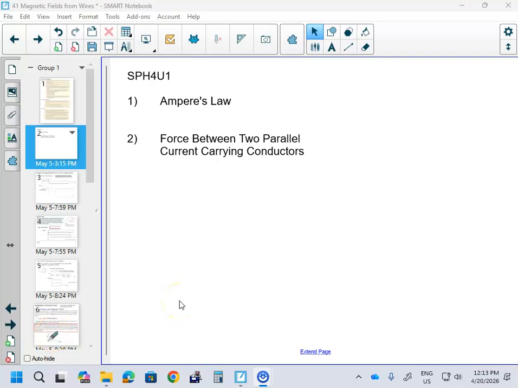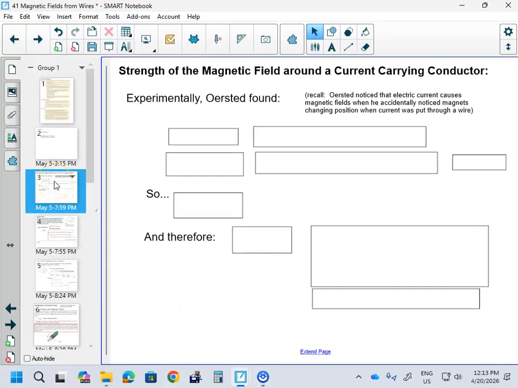All right, Ampere's law and the force between two parallel current carrying conductors, which seems kind of like an obscure thing, but it actually is pretty historically significant, as you'll see. So, the strength of the magnetic field around a current carrying conductor. Remember, I showed you before that Oersted was the person that noticed that magnetic compasses, magnetic field lines, were created by current carrying conductors. He noticed that compasses would change position depending on which way the current was going or if there was current going. So that was a big discovery, of course, right?